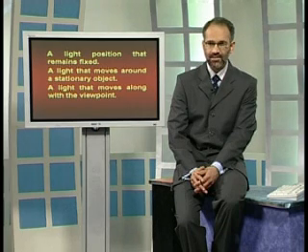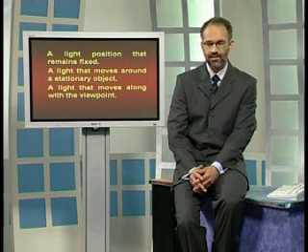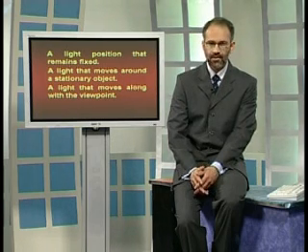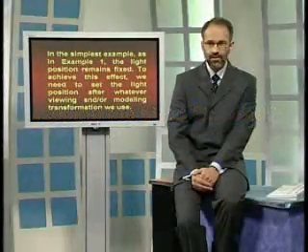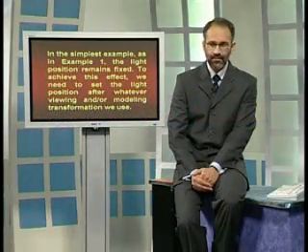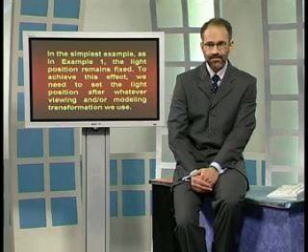Or we can have a light that moves along with the viewpoint. So we can have the third option, that whenever our viewpoint changes, we can make our light change. So different possibilities are there whenever we are talking about positioning and repositioning the lights. We are going to talk about the first one of these, keeping the light stationary. In the simplest example, of course, as we did in example 1, the light position remains fixed.